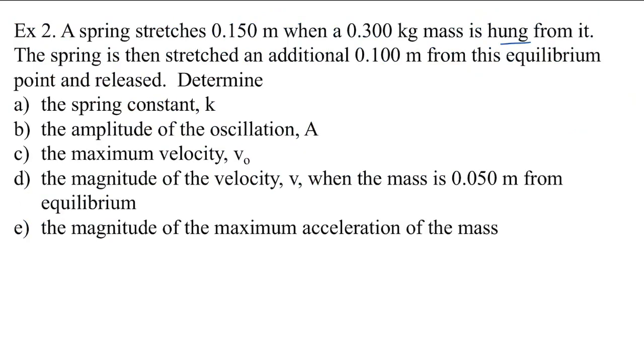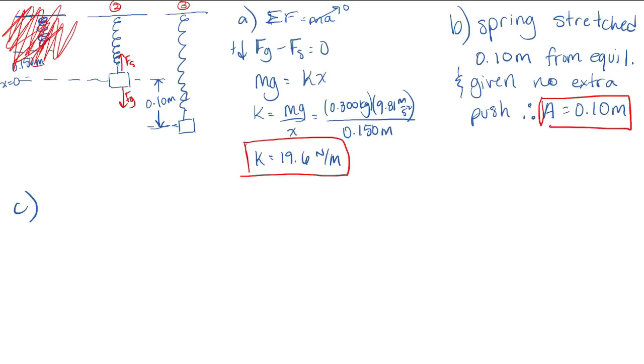Part C, what did it say? It says, what's the maximum velocity? So again, when is the maximum velocity? It's when it's at equilibrium. So this is maximum velocity right here. And we know that's because it has the maximum kinetic energy there. We also know another place where it has a maximum energy. But basically, anytime you have velocity, we're probably going to be dealing with energy and kinetic energy.